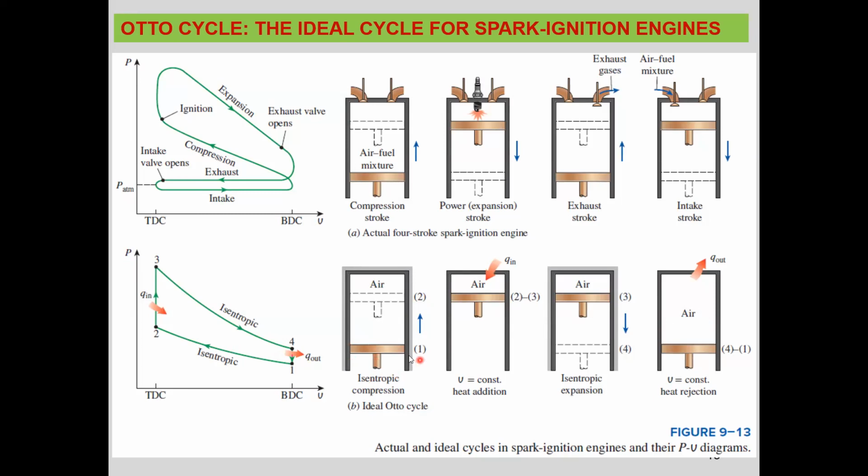Here is the operation. From 1 to 2, isentropic compression in the ideal cycle. The piston goes from bottom dead center to top dead center. Process 2-3, constant volume heat addition process. We use air as the working fluid, and there is a heat addition to the air during process 2-3. 2-3 is a constant volume heat addition process.